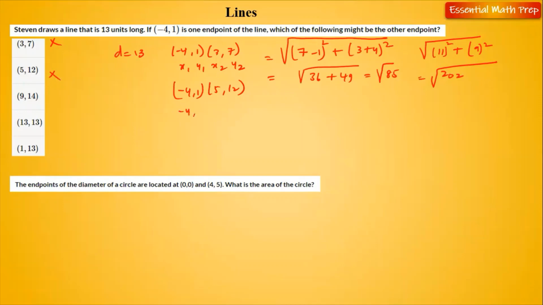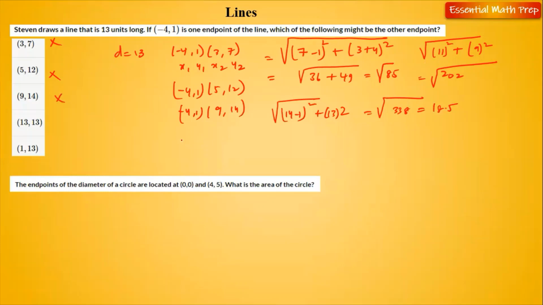So let's do -4, 1 and 9, 14. So that's 14 minus 1 squared plus 9 plus 4, which is 13 squared. So this is 13 squared, and that's also 13 squared. So 13 times 13 is 169, times 2, right? Is 338, and you take the square root of that. That's also incorrect, because that's essentially the square root of 338. That's about 18.5, so that won't work either.